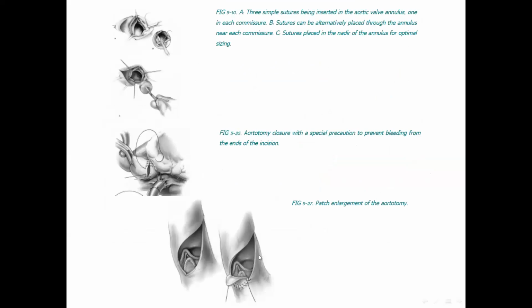For the patch here, when we face a small annulus, we can go for enlargement of the aortic annulus with a patch of pericardium.